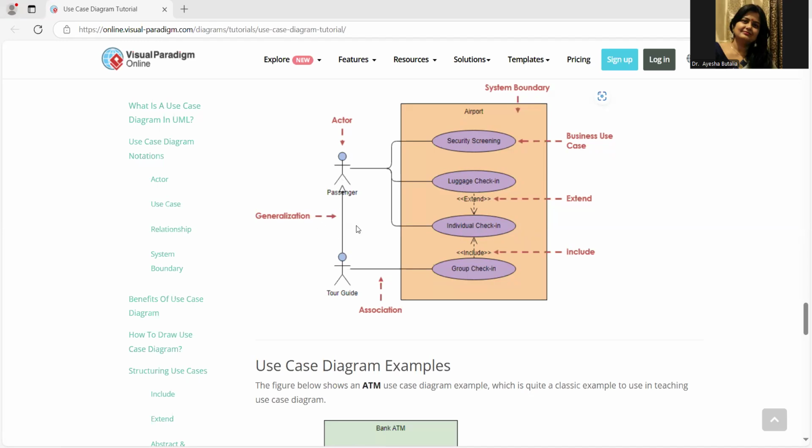So here, see, there is an example. These are different examples to showcase how generalization is used. A passenger is a general one, and there will be a security screening for the passenger, for the luggage check-in, for the individual check-in. Now, this passenger is generalized to the tour guide. The tour guide is a specific, but the tour guide is also a passenger type, so everything will be done for them too. It's not that the tour guide would be exempted. If the screening is done of the passenger, the driver also gets screened. That is why it is generalized.